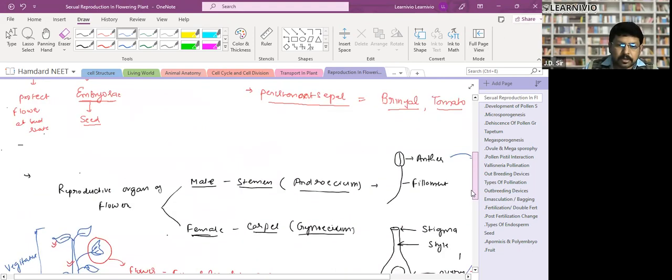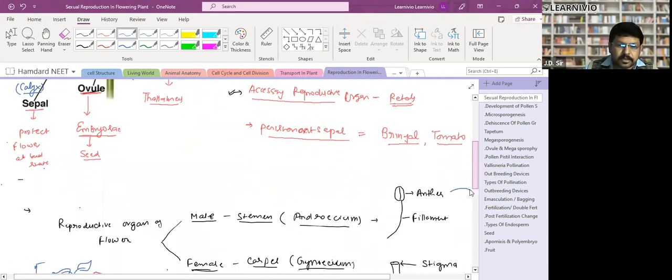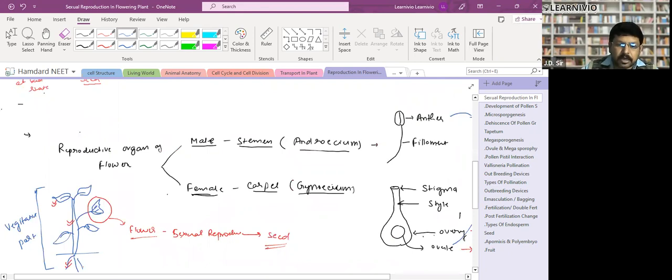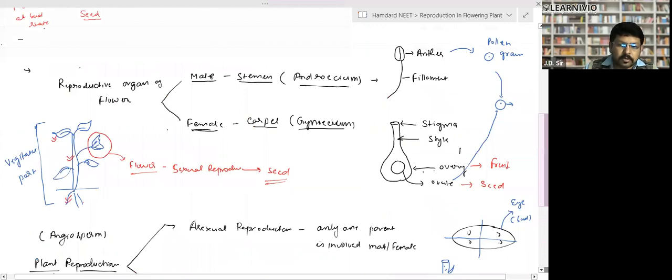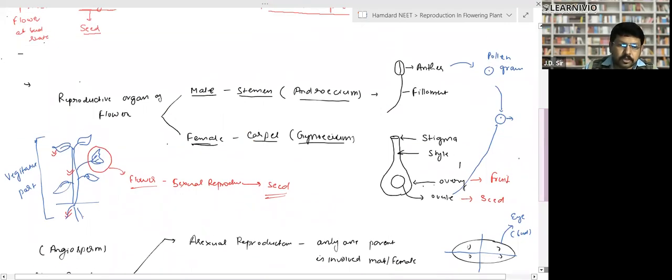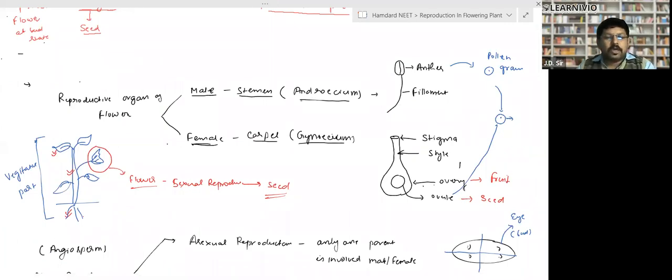Now you can understand in the next diagram. I have made a diagram over here. Look, how do things take place? Out of these reproductive parts, the male reproductive part is called stamen, or technically androecium, right? This part is called filament and the upper part is called anther. Inside the anther, a pouch-like structure, there are small ball-like spherical cells called pollen grains, right?